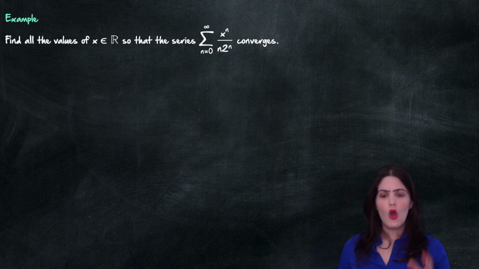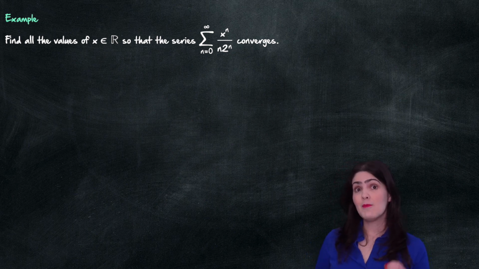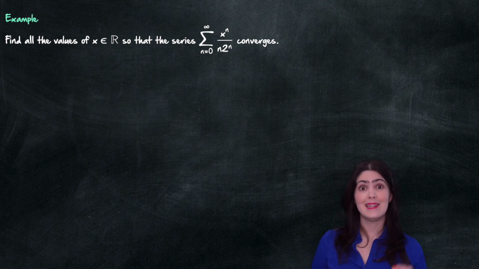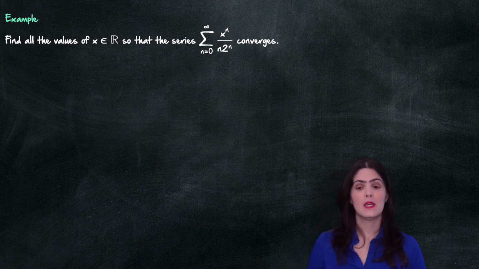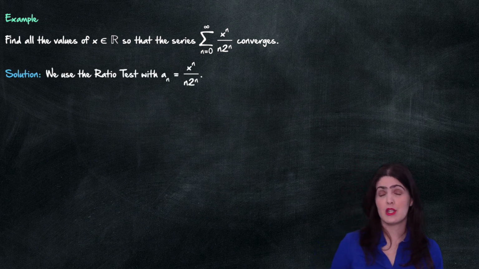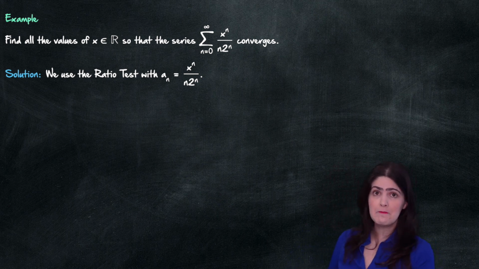We want to find all the values of x such that the series given by the sum from n equals 0 to infinity of x to the n over n times 2 to the n converges. One of the best tools we have for studying power series is the ratio test, so that is what I'm going to do. We're going to use the ratio test with a_n equals x to the n over n times 2 to the n.